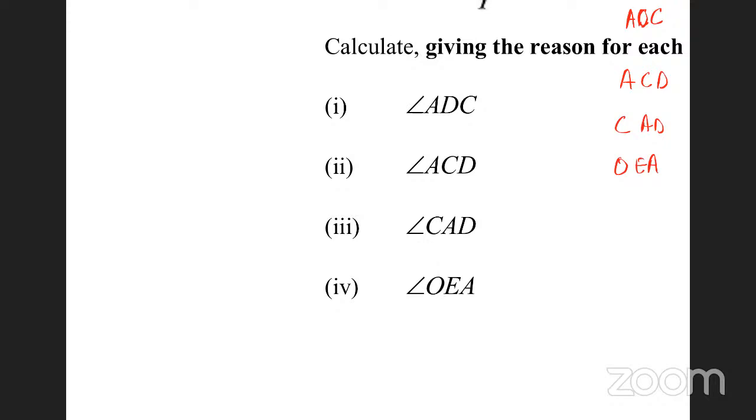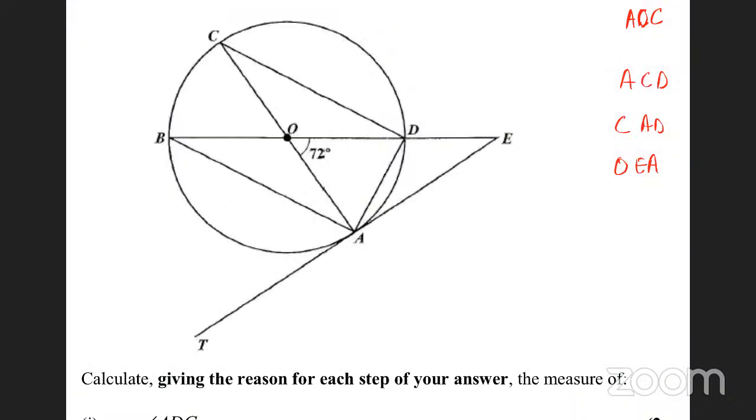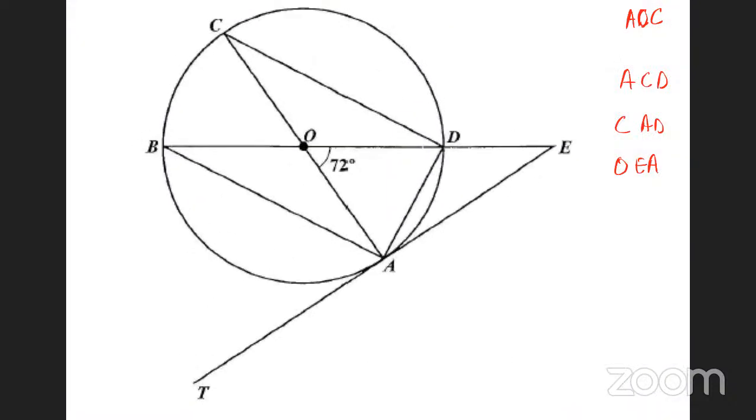ADC, ACD, CAD, OEA. Online? Feel free to message your answers, right? I'll put this shape up here and try to find them. But give a reason. Give a reason for each one, right?